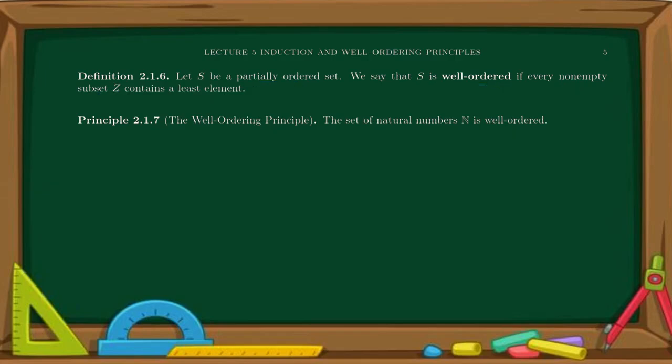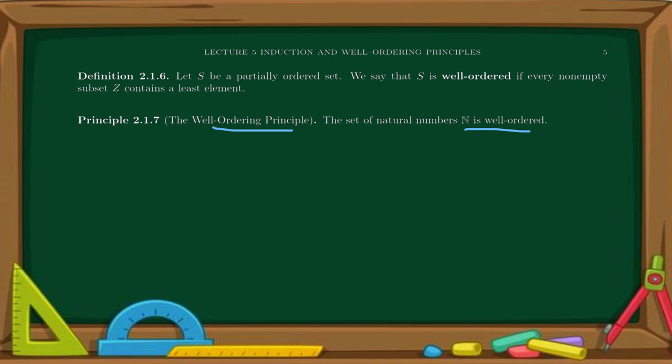The natural numbers are a well-ordered set, and so this is called the well-ordering principle. The set of natural numbers is well-ordered. If you take any subset of natural numbers that's not empty, there always will be a smallest natural number inside of that set. It turns out that the well-ordering principle is equivalent to the induction axiom. The natural numbers, in fact, is the canonical example of a well-ordered set.